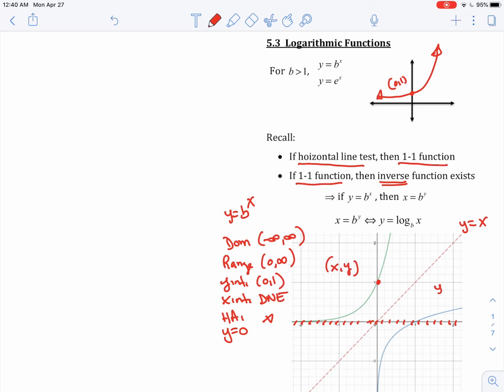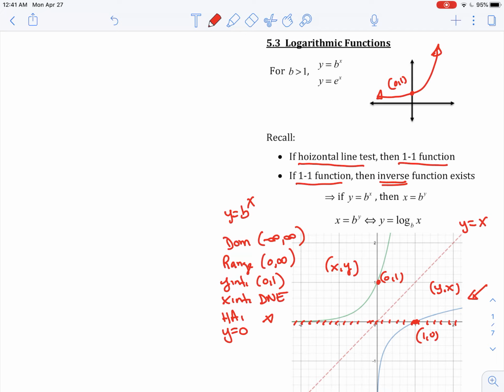And any x, y points that were on our function, the y, x points would be on the inverse. And so if we just flip that green exponential graph over the line y equals x, we would get this blue graph over here, that reflected graph over that diagonal of y equals x. And this point 0, 1 that was on our exponential, we know the point 1, 0 would be on this inverse graph, this reflected graph over the line y equals x.